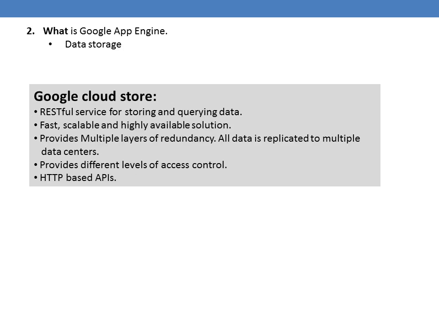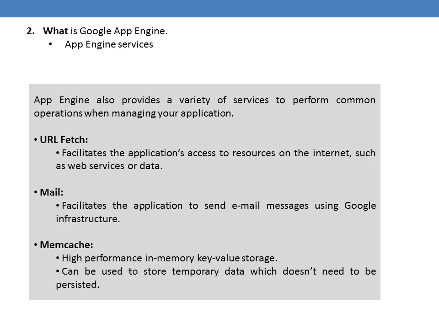Google Cloud Storage is a RESTful service for storing and querying data, a fast, scalable and highly available solution. It provides multiple layers of redundancy. All data is replicated to multiple data centers. It provides different levels of access control and an HTTP-based API.